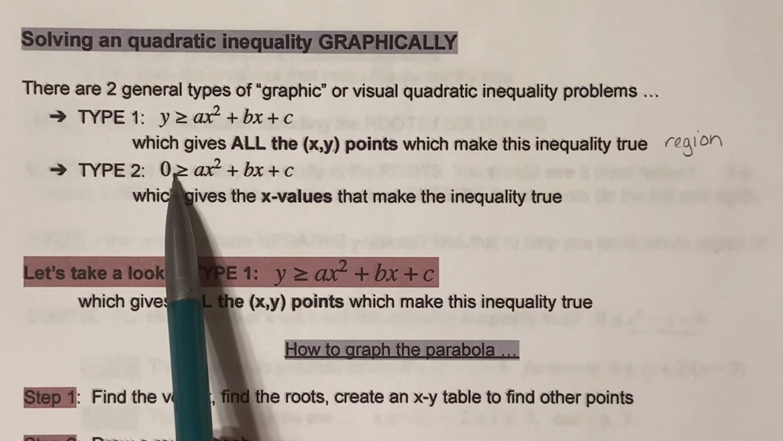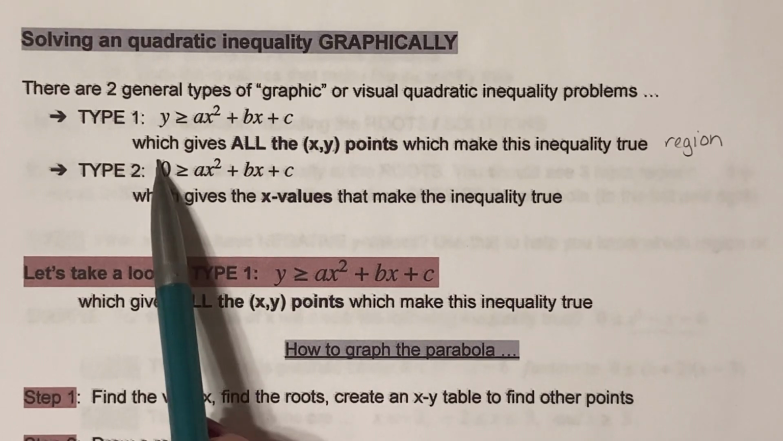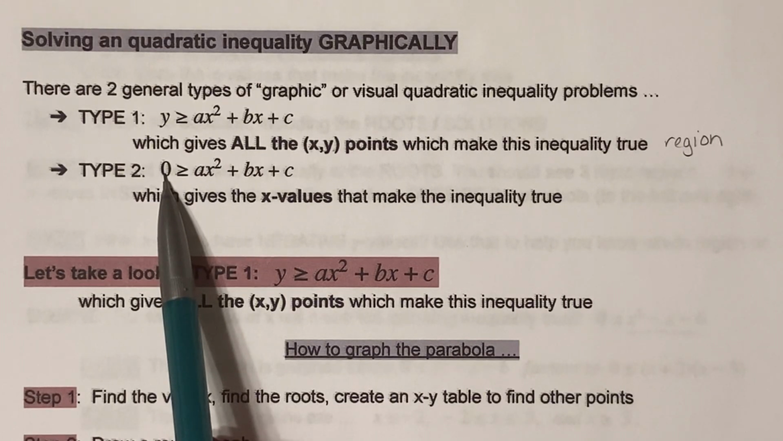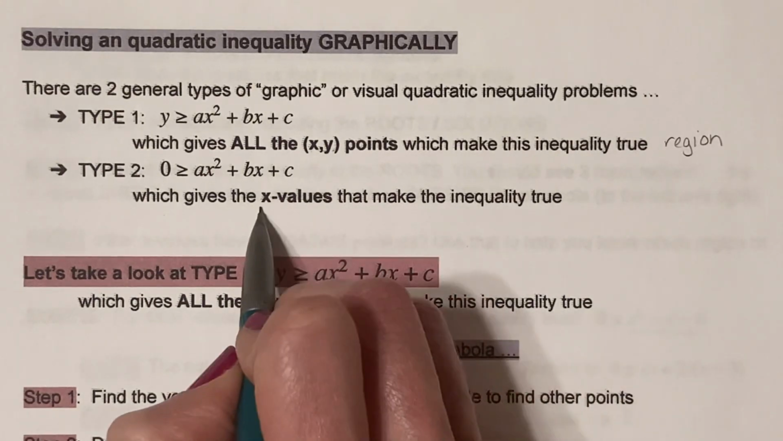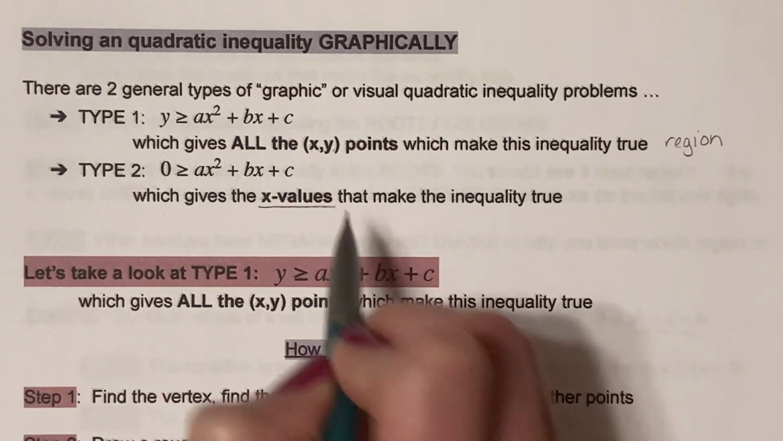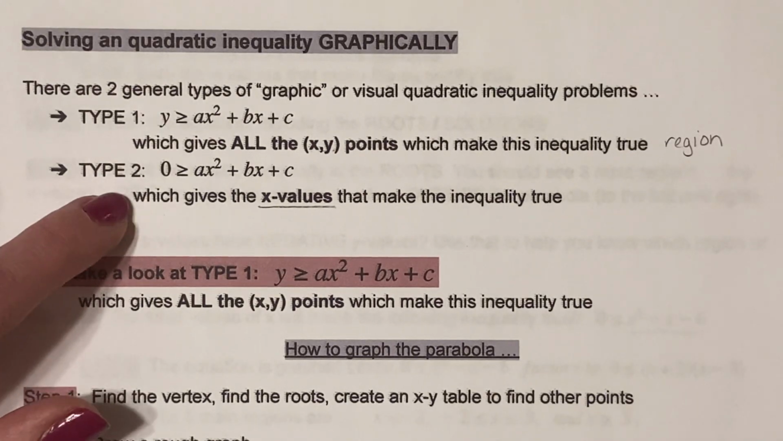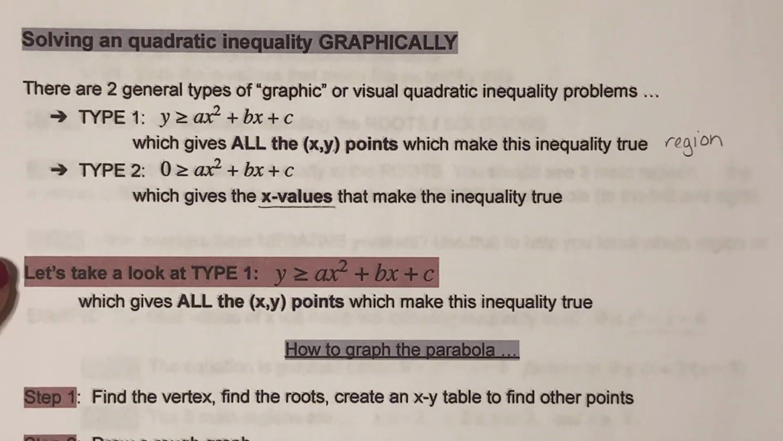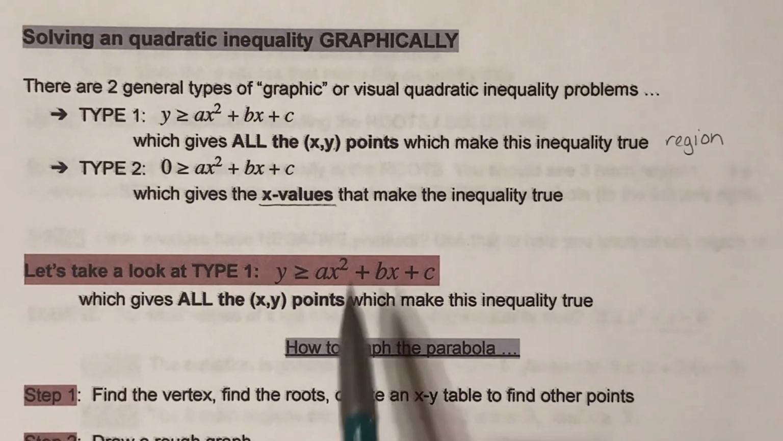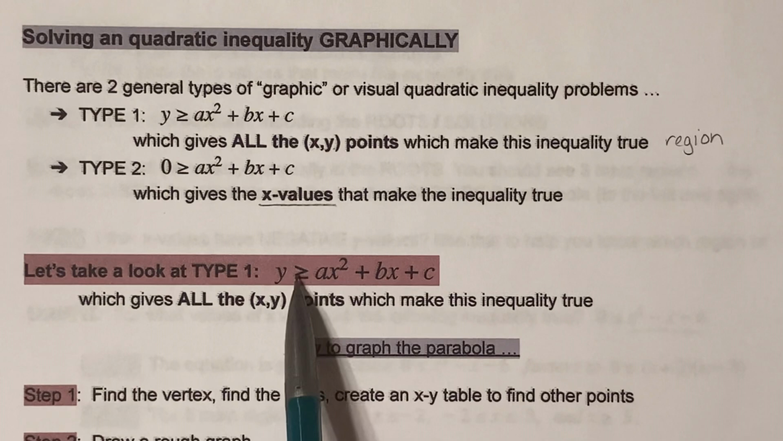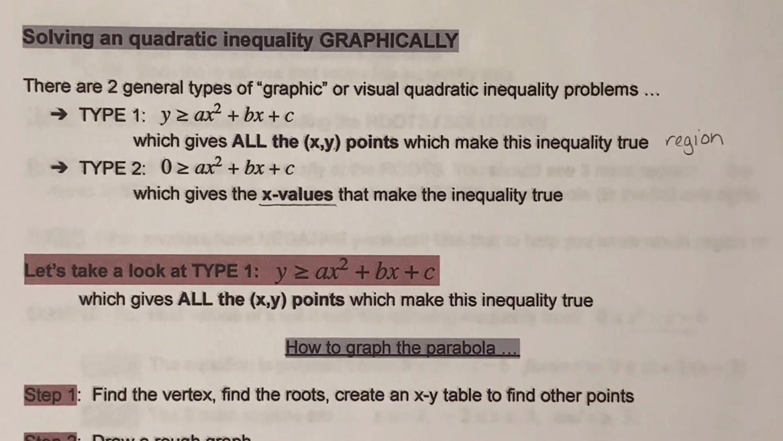Your second type of problem is when you're comparing it to 0, when y is actually 0. And this is the case when you're only wanting a group of x values. The problem that we solved in our last video was this kind of problem. But let's take a look at problem number 1, type 1, when I do have an actual y greater than or equal to some sort of parabola. Okay, how do you graph this thing?